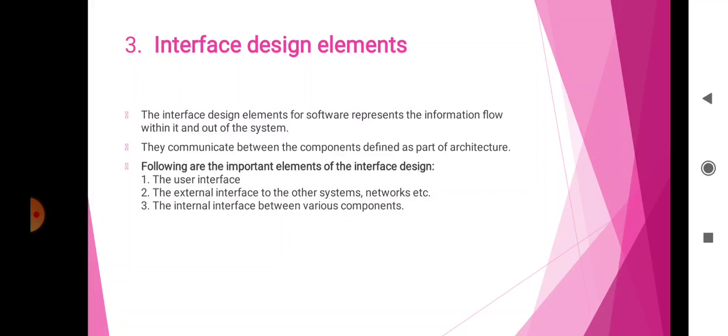Here also, the following are the important elements of the interface design: the user interface, then external interface to other systems, networks, etc., then third is the internal interface between various components. The interface design elements allow the software to communicate externally and enable internal communications and collaboration among the components that populate the software architecture.